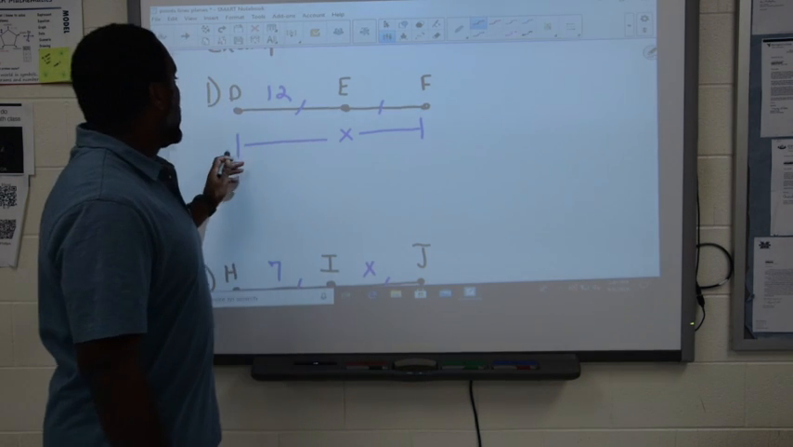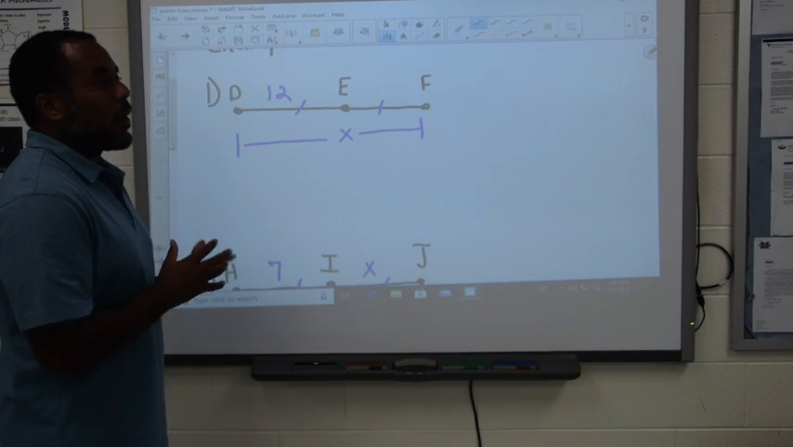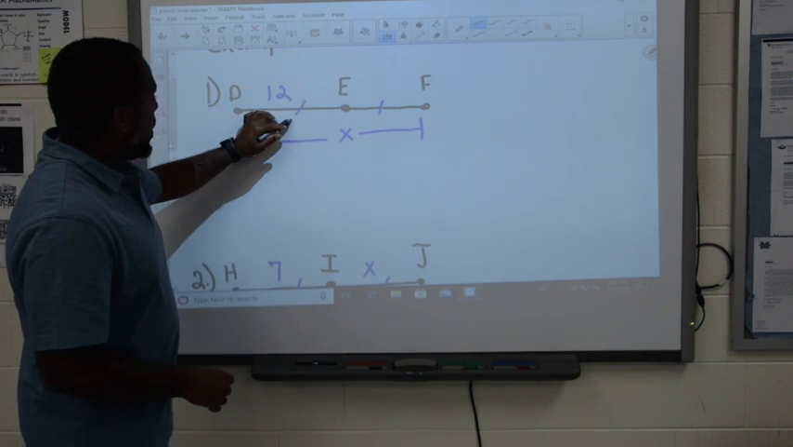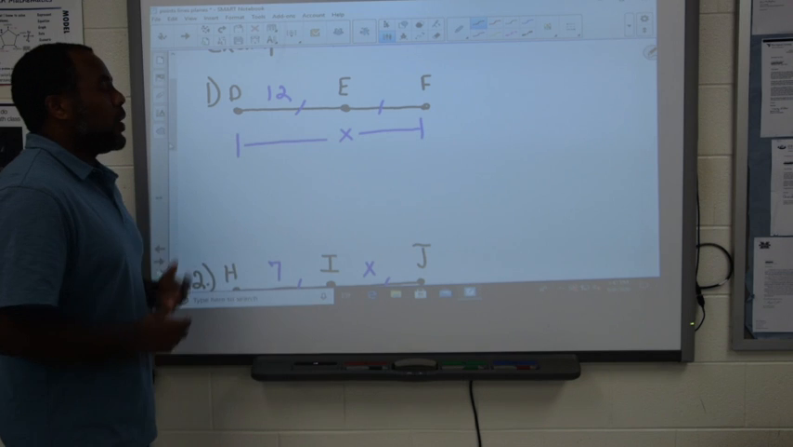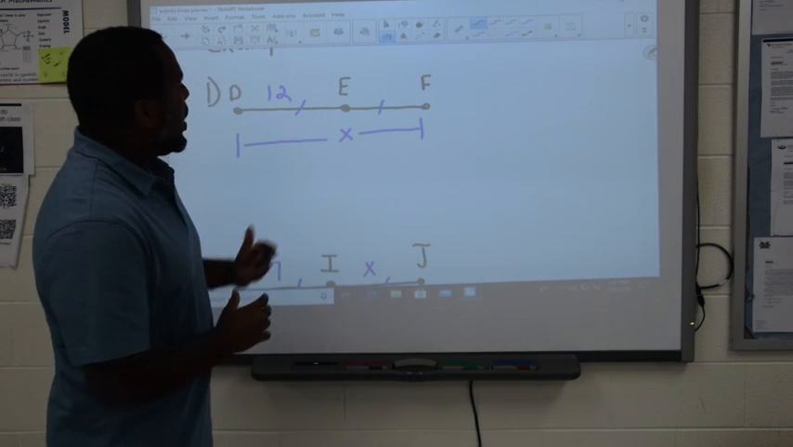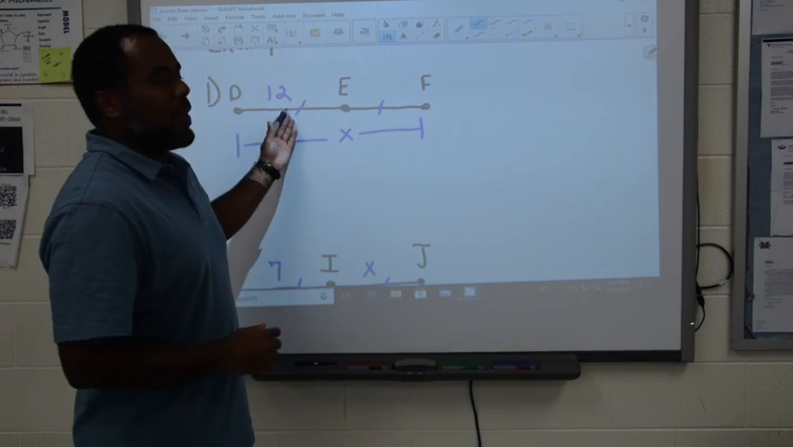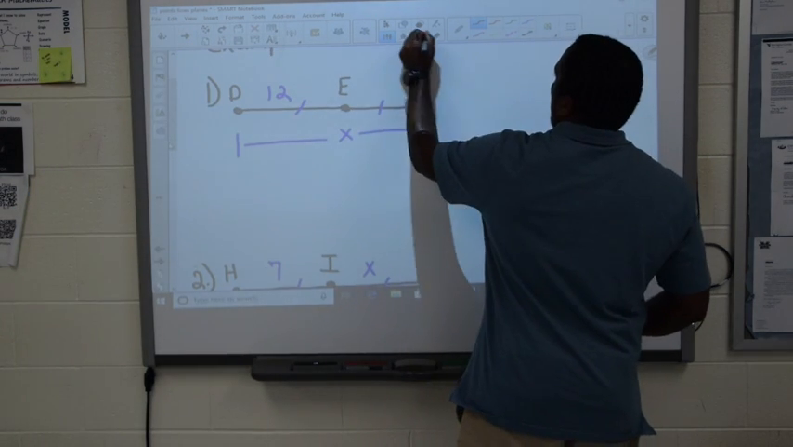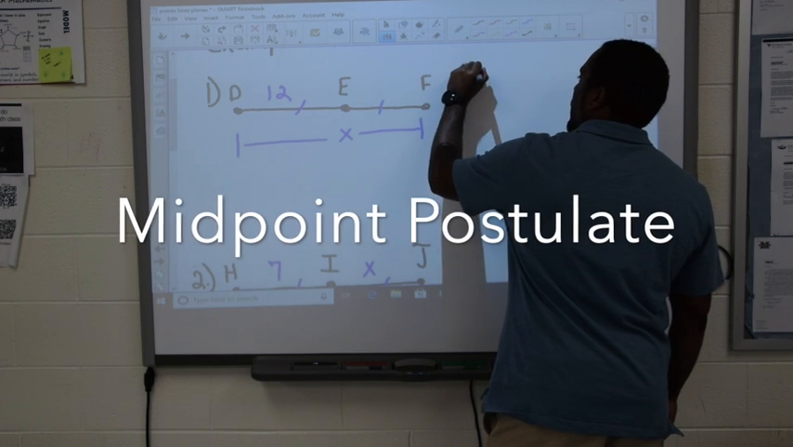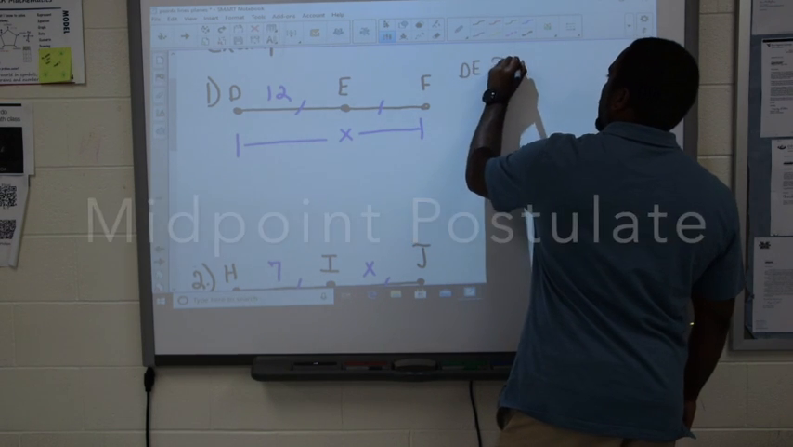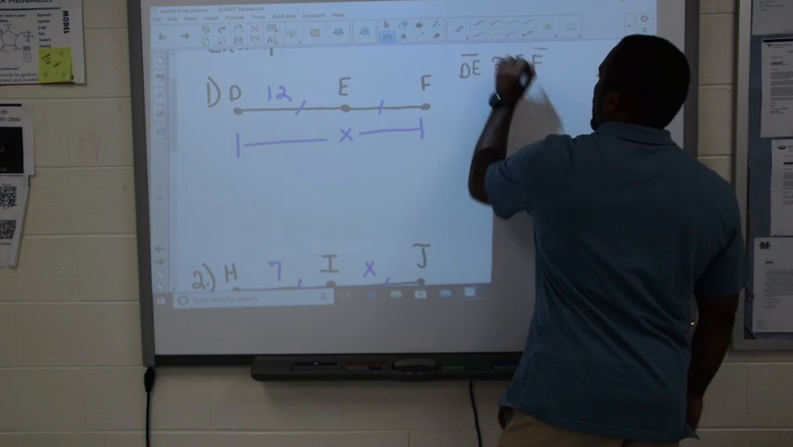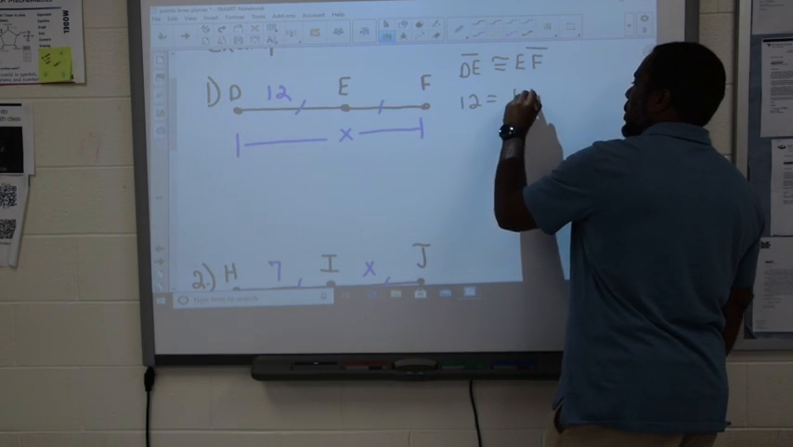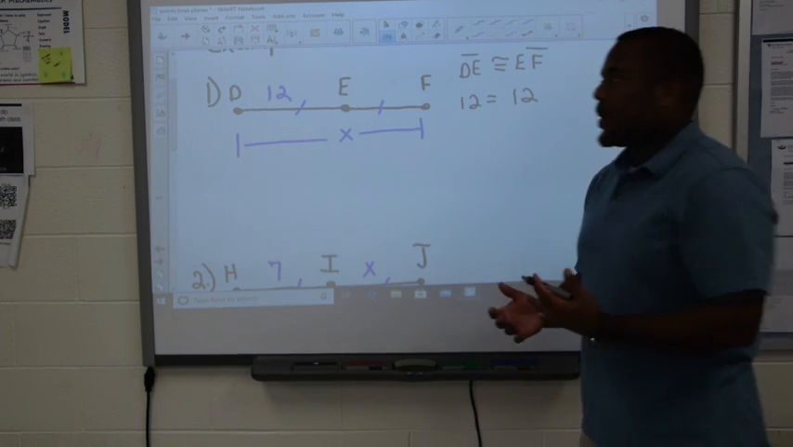Here, this is what we do know. We want to start off with what we know. We know what we're looking for. What else do we know? We know that these little marks right there mean that these two pieces, DE and EF, are congruent. I know for a fact that DE is congruent to EF. We know that DE is 12. So what does that make EF? EF is also 12.